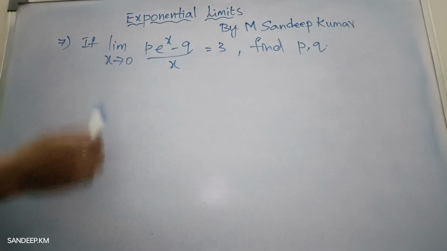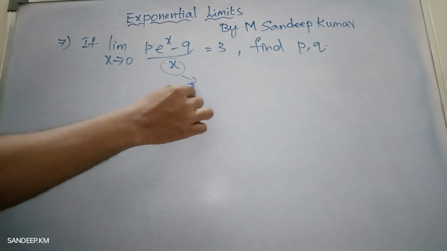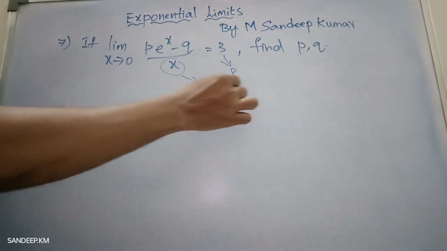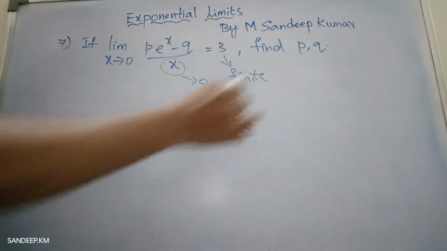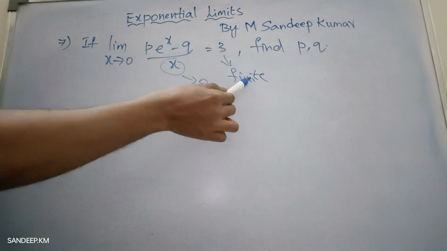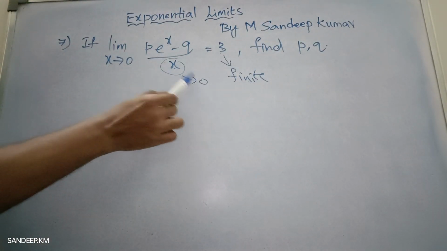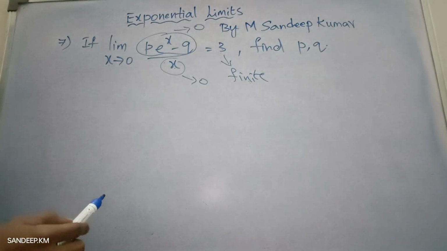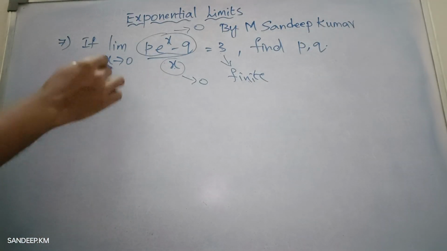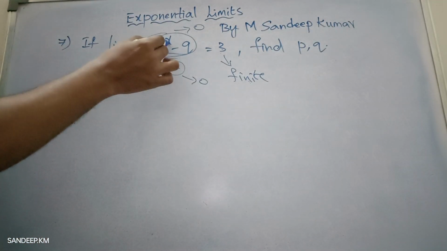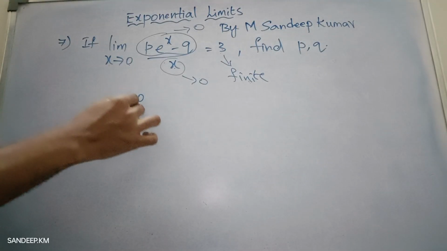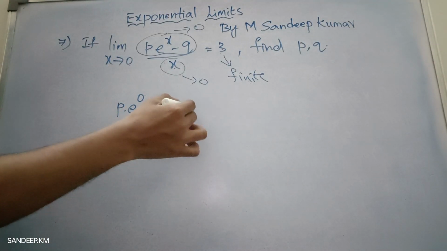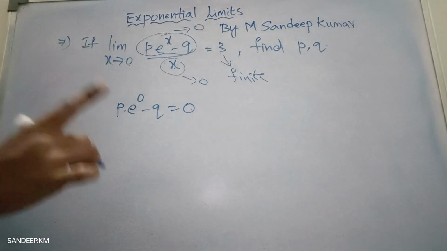When x is approaching 0, the denominator is approaching 0, and the answer is a finite non-zero number. If your answer is a finite value, and if the denominator is approaching 0, then the numerator also must approach 0. Keep this in mind. When I substitute x as 0, what will I get? p into e power 0 minus q. This value is the numerator's value. It should approach 0. That is the first clue you have to understand.